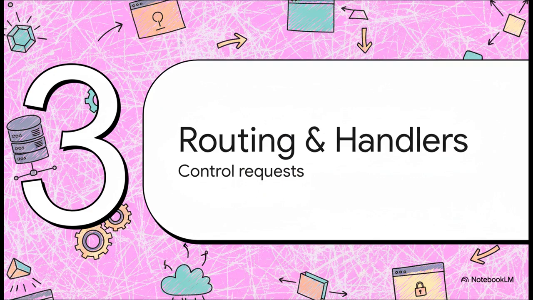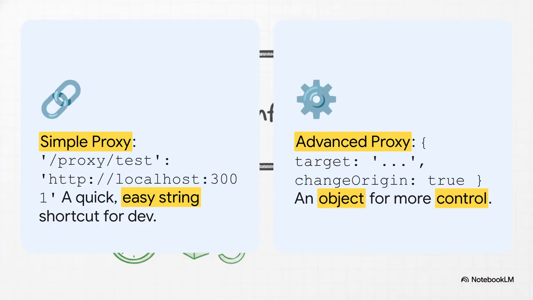Okay, so let's shift gears from serving static files to handling actual logic. This next section is all about controlling the flow of requests, how to intercept them, redirect them somewhere else, and, of course, manage what happens when things go wrong. A classic development headache is trying to call a separate backend API and getting hit with those awful CORS errors. Well, Dev Proxy is your best friend here. It makes it so easy.